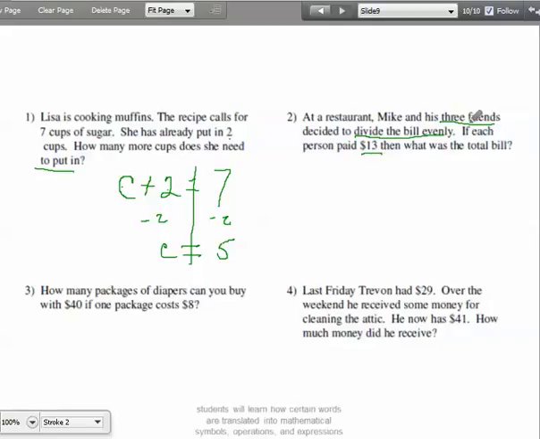Wait a second. 3 friends. That means my bill divided by 3 is equal to 13. How did I get that? Well, there are 3 friends here, and they're dividing it. So I'm taking the total bill and dividing it by 3. Each person paid $13. That's where that came from. So that's the equation I need to solve. Drawing my line, multiplying both sides by 3, I'm going to get that the bill was equal to $39.